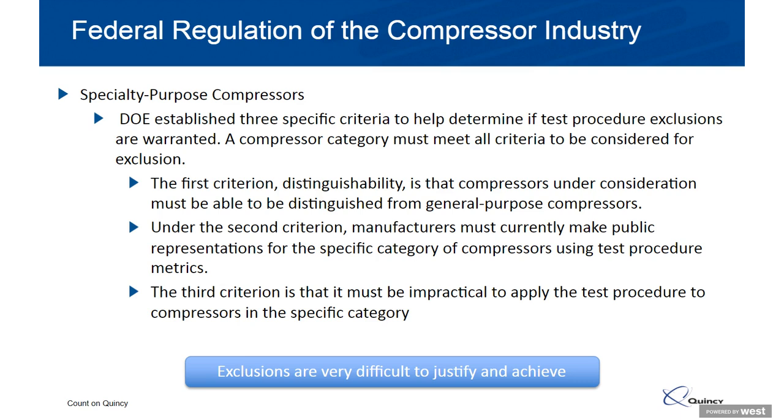There was specific language about specialty purpose compressors. DOE established 3 very specific criteria. The model needs to have distinguishability, that it's not derived from a general purpose compressor. It must currently make public representations for that specific category of compressors. And the third criterion is that it must be impractical to apply the test procedure to the compressor in that specific category. So what does all this mean? Exclusions are very difficult to justify and achieve.